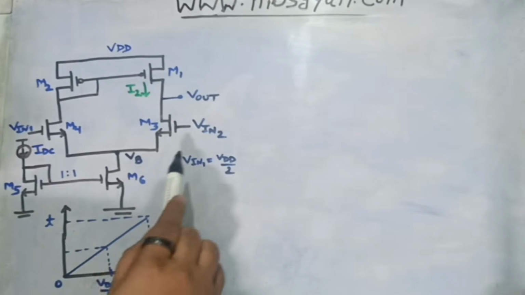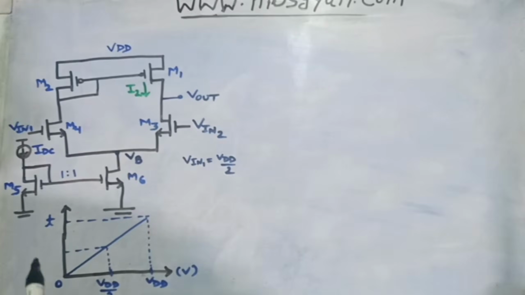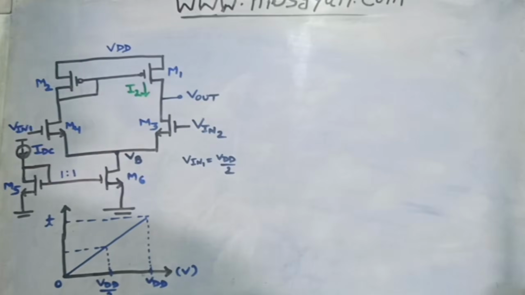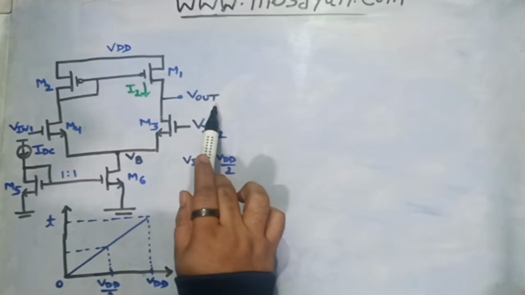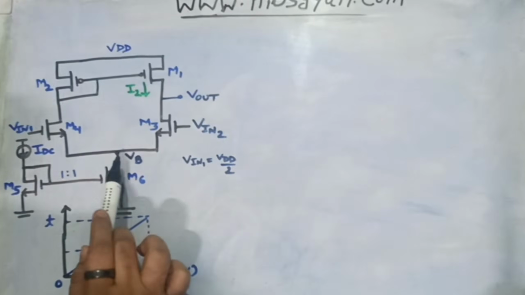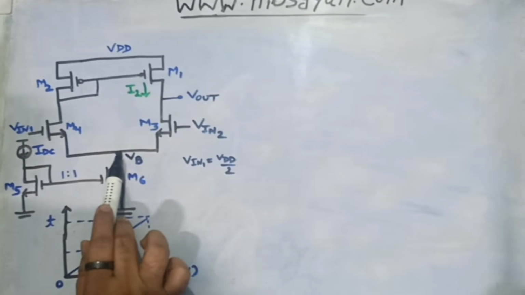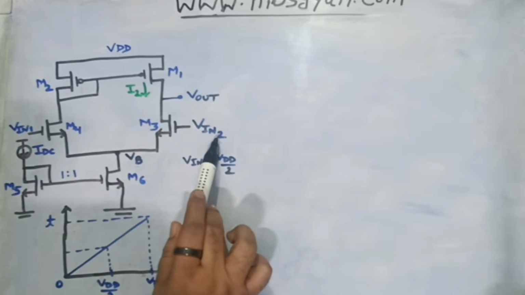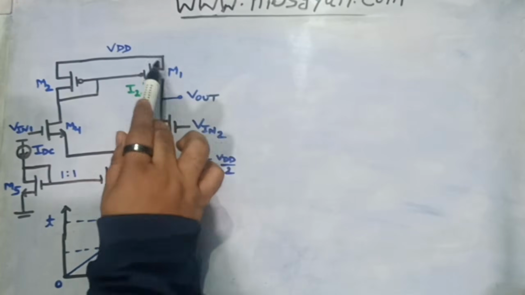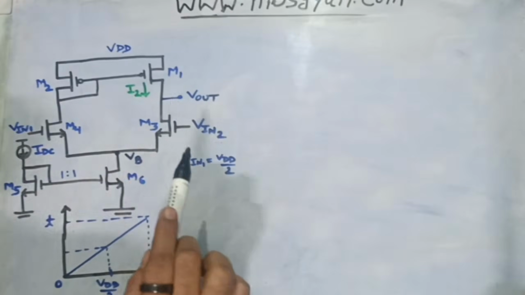So the graph of this Vin2 is given here. Its value is changing from 0 to VDD, and VDD is the maximum supply of this differential amplifier. So we have to draw the output waveform for three nodes. We need to plot Vout with respect to time. We need to plot this VB voltage, which is the drain of the tail current source, and see how it will vary with respect to time if this input Vin2 is varying. And also we need to plot the current I2 flowing from this MOS M1 with respect to time.